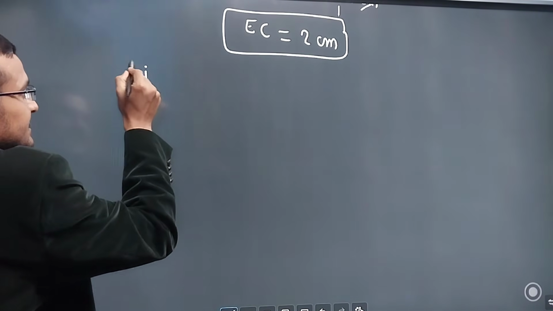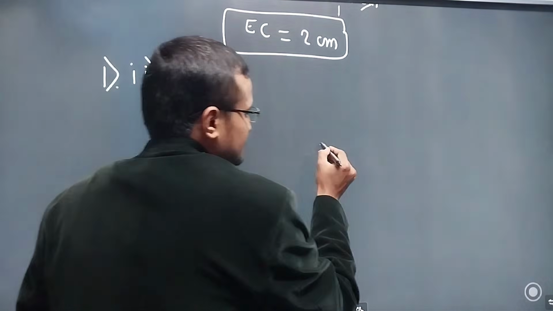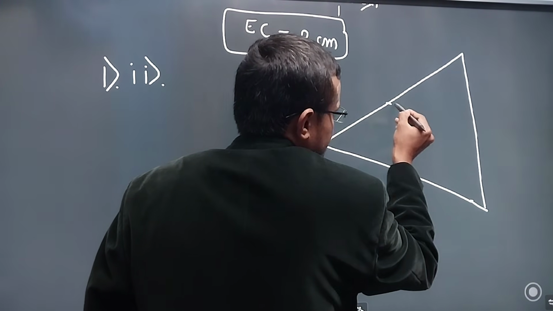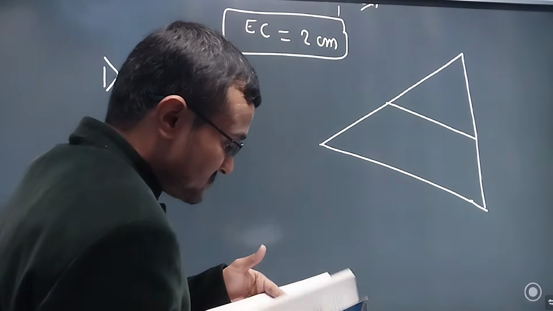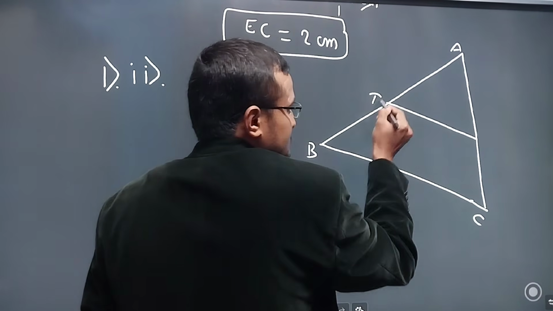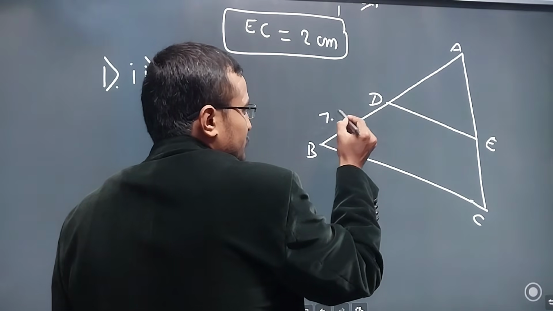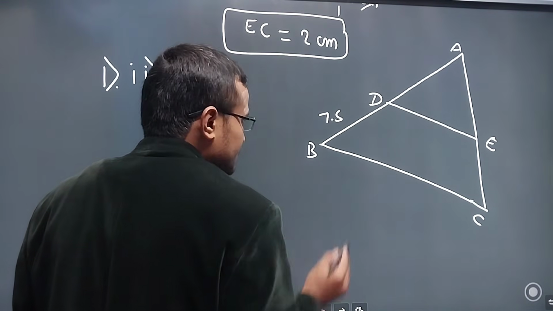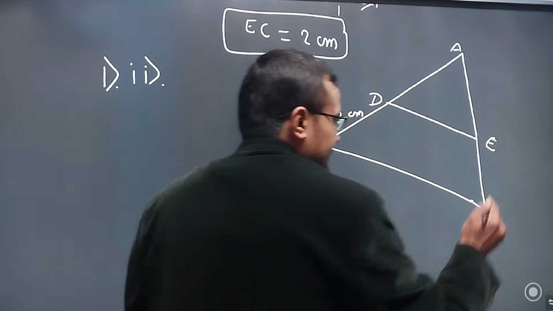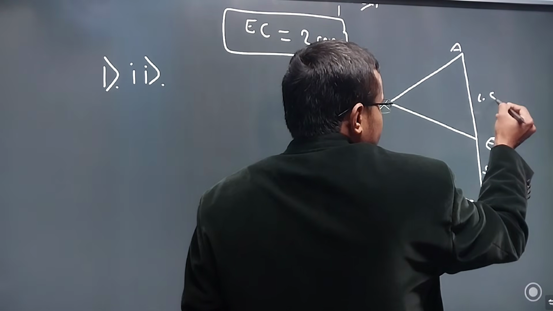Now we will move to the second part of the same first question. In the second part also they have given one more triangle like this, and in this triangle there is a line parallel to the third side. This triangle is also named ABC, and this point is D and this point is E. Now they have given DB as 7.2 centimeter. EC they have given as 5.4 centimeter, and AE they have given as 1.8 centimeter.